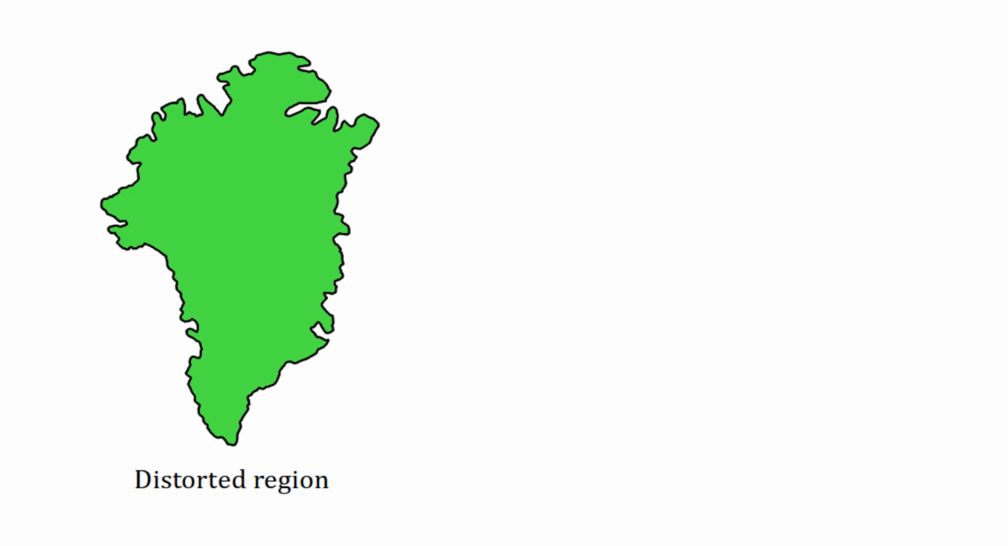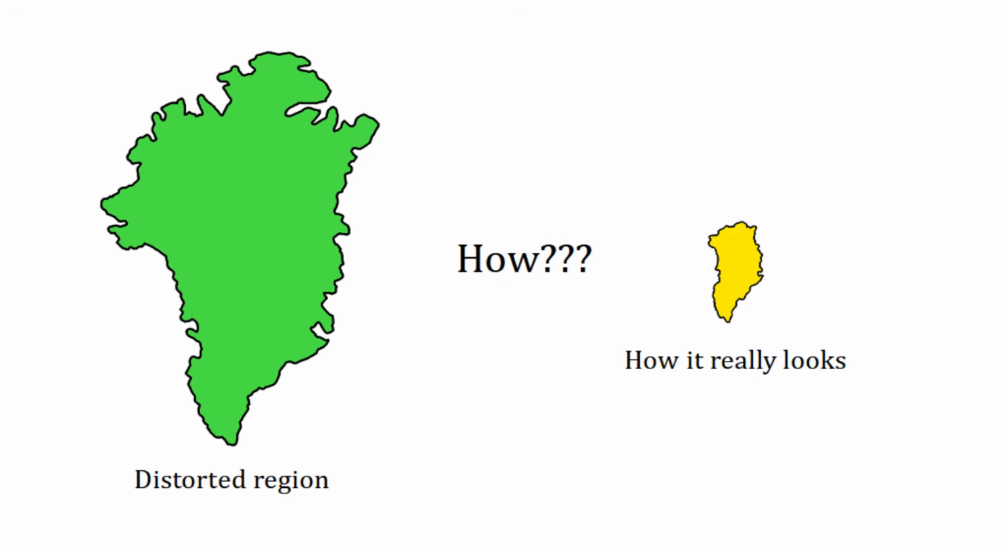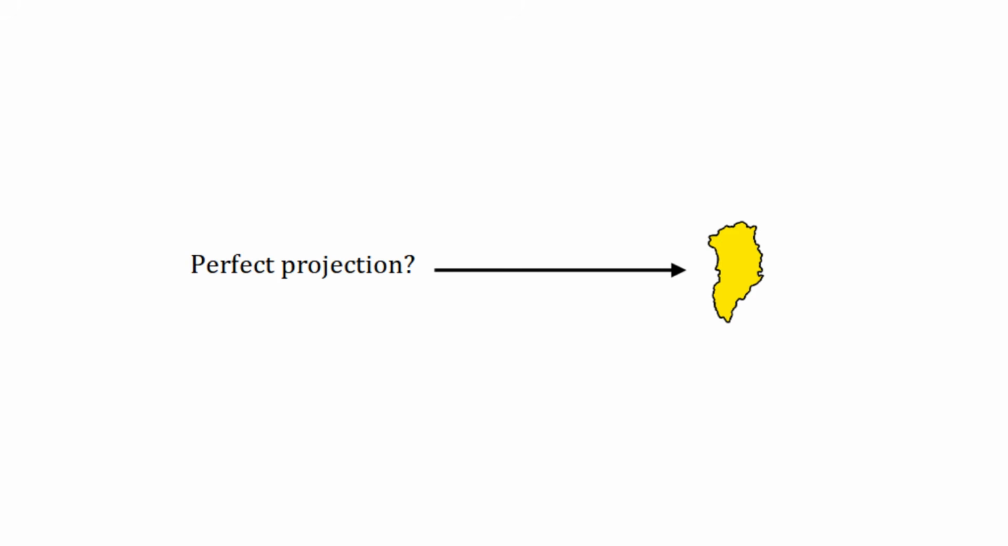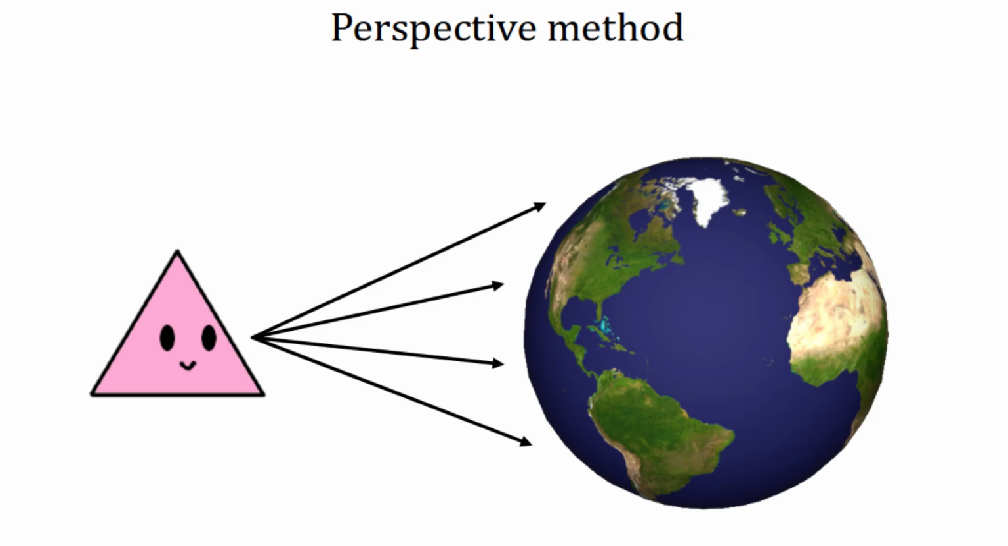Throughout this video, I've been comparing regions on distorted maps to how they actually look. But how is this possible? Do I have some kind of perfect map projection that shows everything accurately? Well, kind of. There's actually one final type of projection that I haven't talked about yet. This is the perspective method. A perspective projection is what you would actually see if you looked at Earth from a distance.